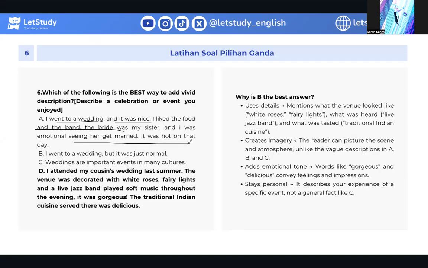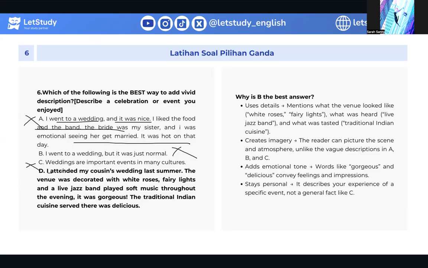Sebenarnya A is okay, but the linking in the last part is not that good, yaitu I was emotional seeing her get married. Terus tiba-tiba it was hot on that day. Jadi karena linkingnya kurang, it makes the coherence dalam sentence ini kurang. Jadi karena itu A is not the best answer. For B, I went to a wedding, but it was just normal. Again, not specific enough. It doesn't give enough details atau penjelasannya nggak cukup. Let's see. Weddings are important events in many cultures. Not specific enough, too general.